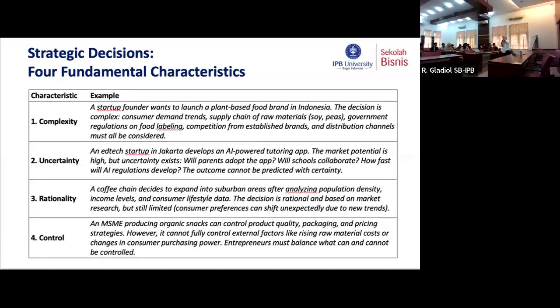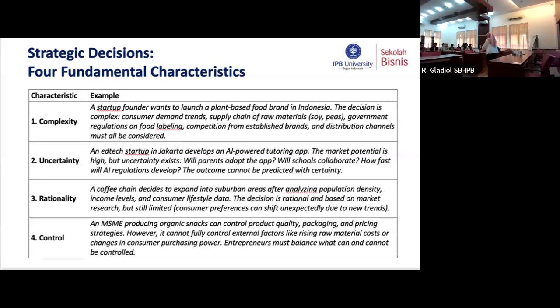How about if the parents are from Generation Y, for example? Will schools collaborate? How fast will regulation develop? The outcome cannot be predicted with certainty. It's uncertainty. In uncertainty, you still have to plan and forecast.